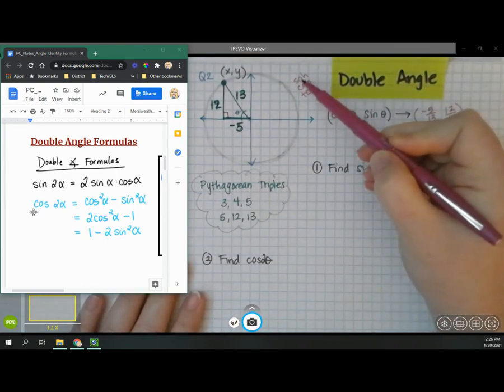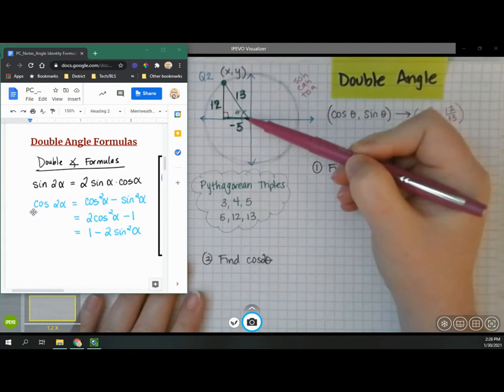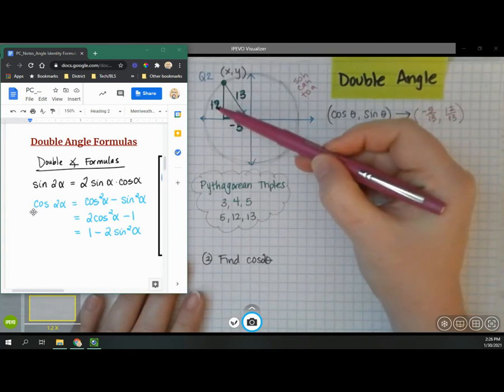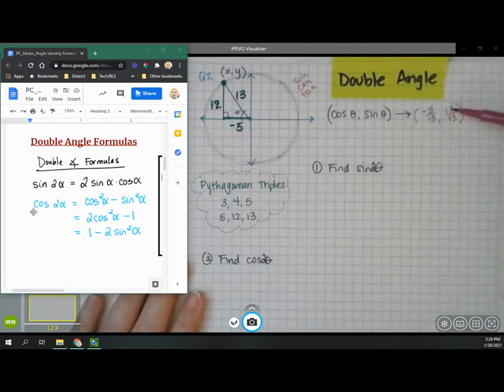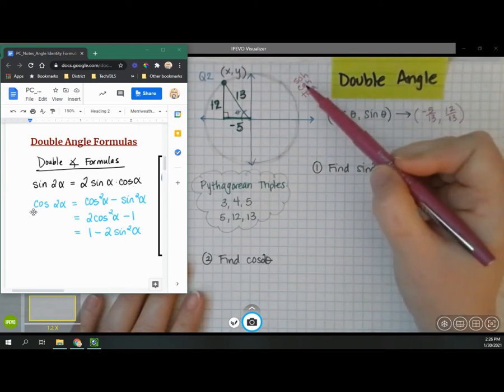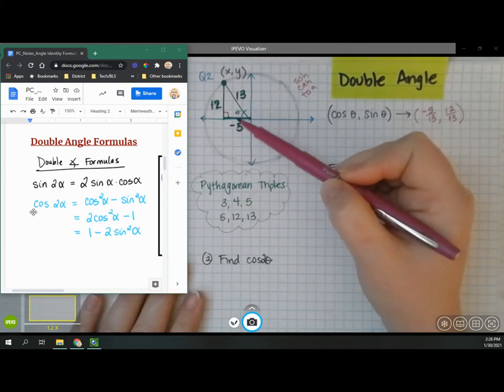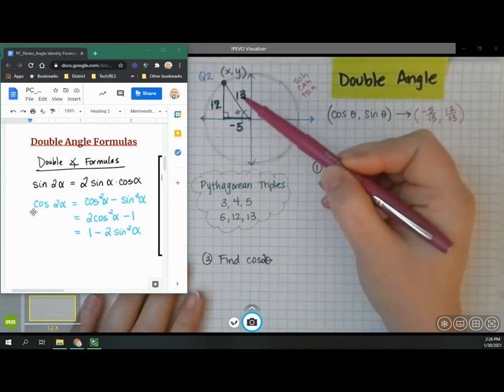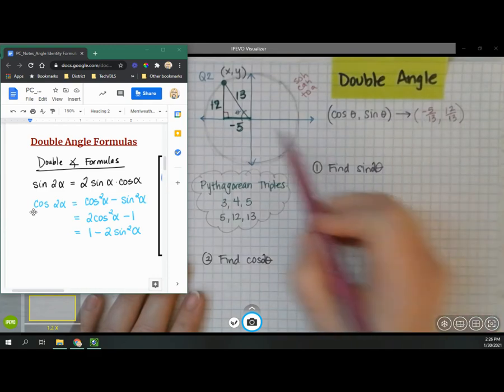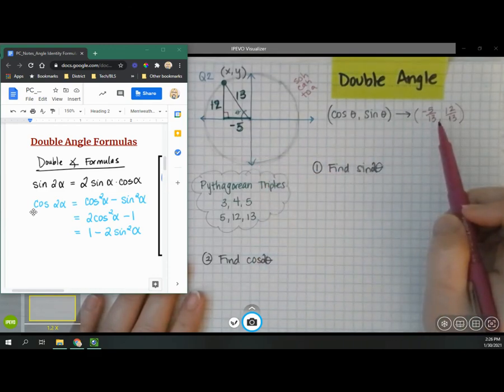Sine is opposite over hypotenuse. So here's my angle. Opposite is 12. Hypotenuse is 13. 12 over 13. And to find cosine, it's adjacent over hypotenuse. So here is my theta. Adjacent is -5 over 13. So we use the sides of our triangle to find cosine and sine.